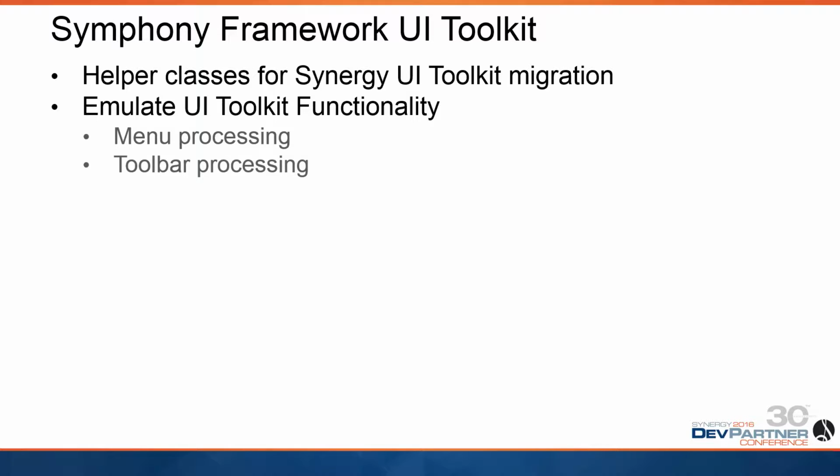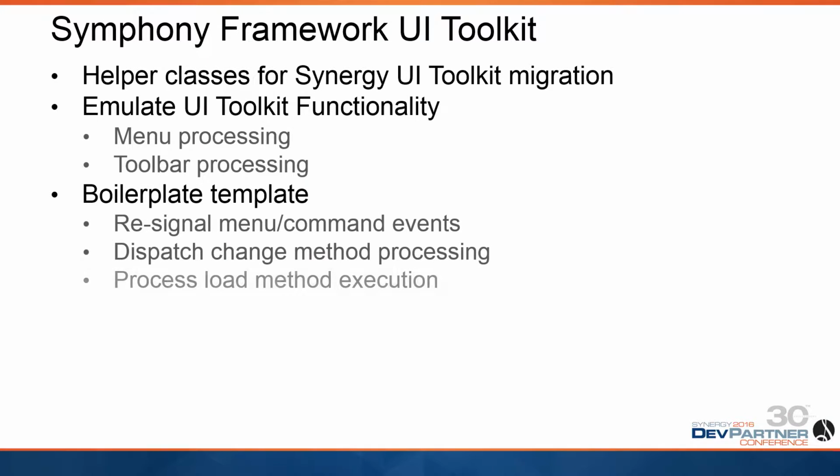By doing that, it helps to basically emulate what sort of main processing functions you've got within your UI Toolkit application. For example, menu processing, input processing, list processing. We can provide you with template boilerplates. The boilerplate is the bit between the fancy new .NET and the traditional UI Toolkit application.